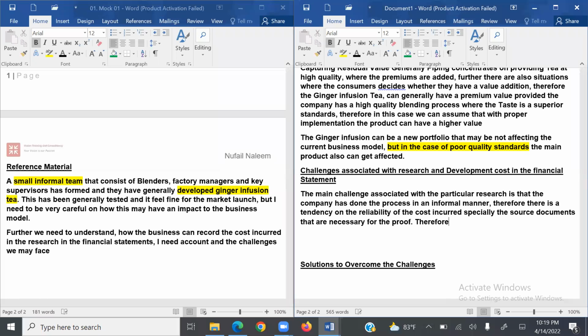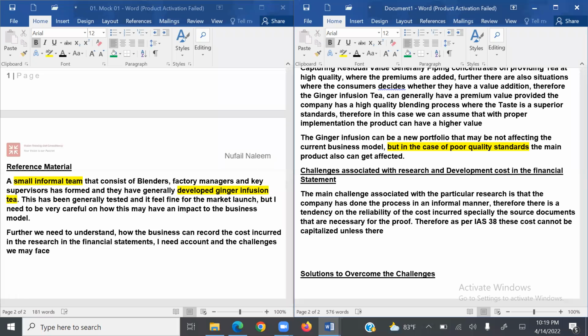Therefore, as per IAS 38, these costs cannot be capitalized unless there is a formal measurement of the cost. So students, this is one of the major challenges that is taking place.